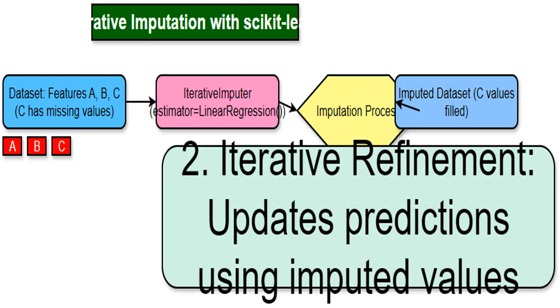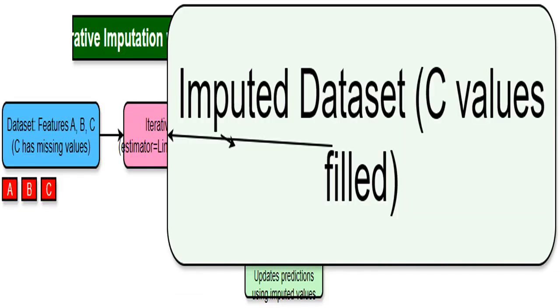Next, I refine these predictions. Because I've now filled in some of the missing values in C, I can improve the prediction by using this newly imputed data in the next iteration. I repeat this process multiple times to reach a good estimate. Finally, I have a complete dataset where I've filled in the missing values in C based on the iterative process and predictions from A and B.